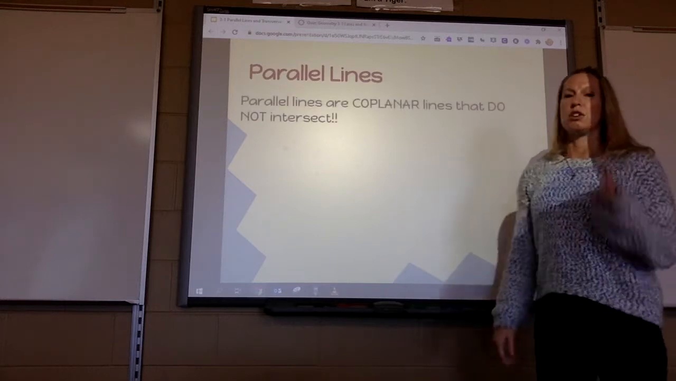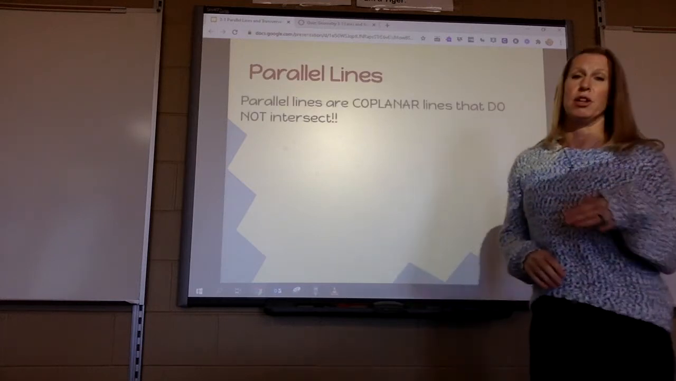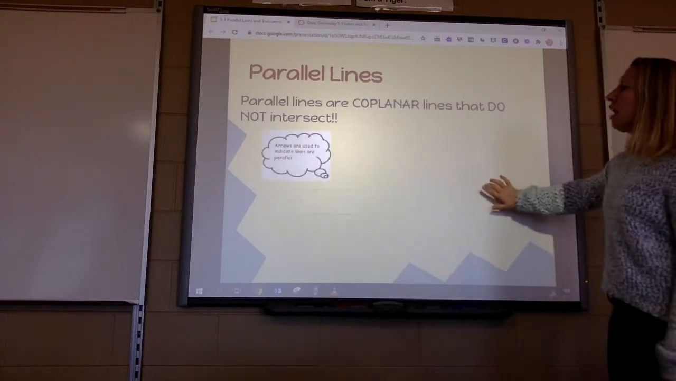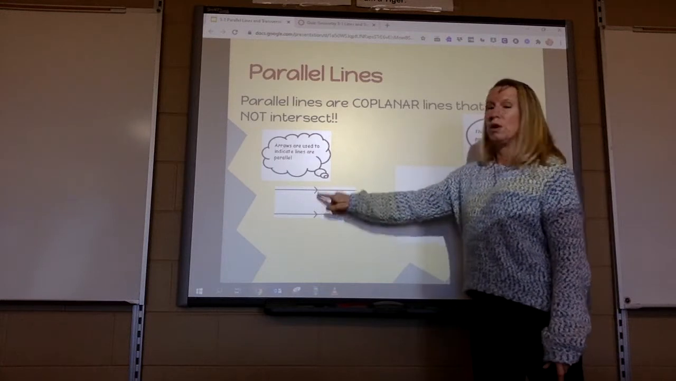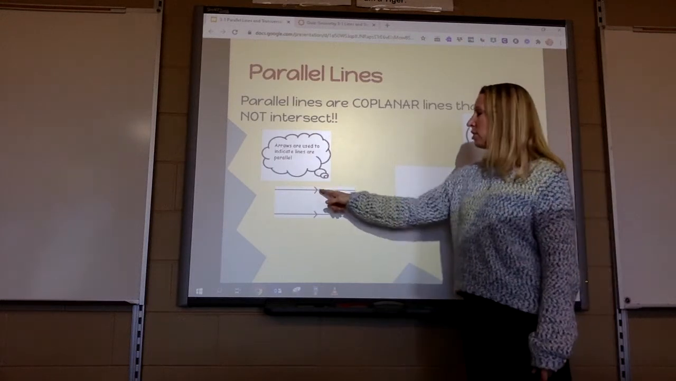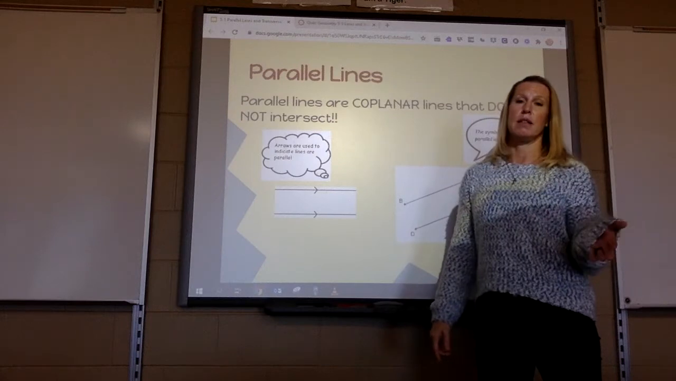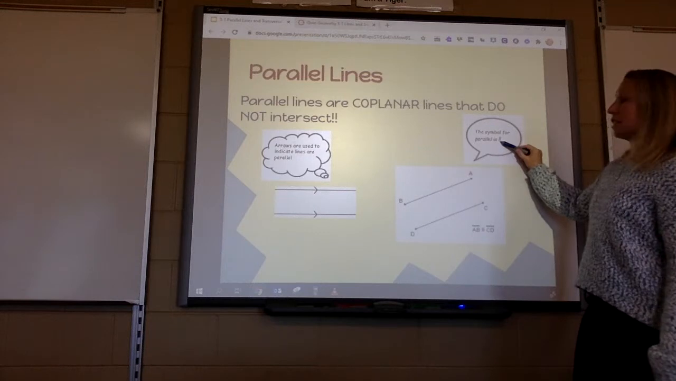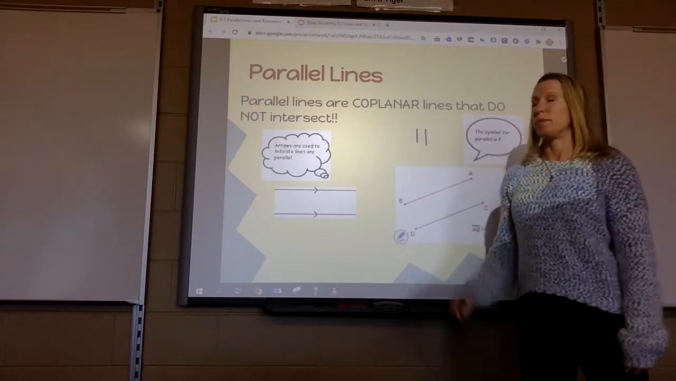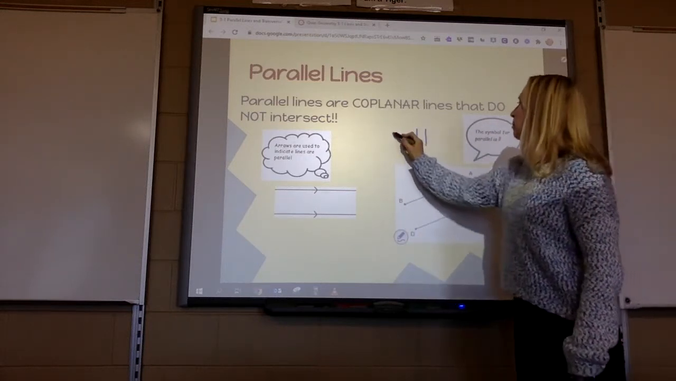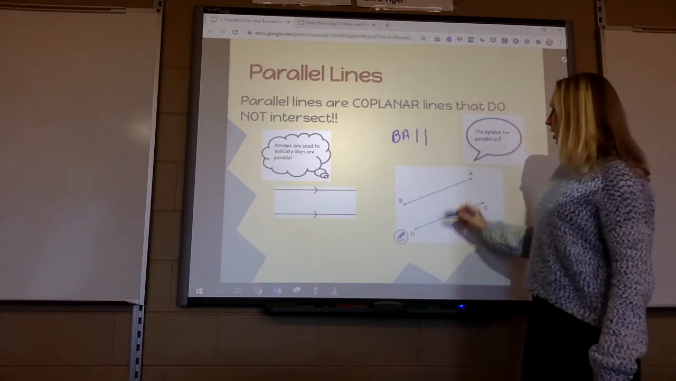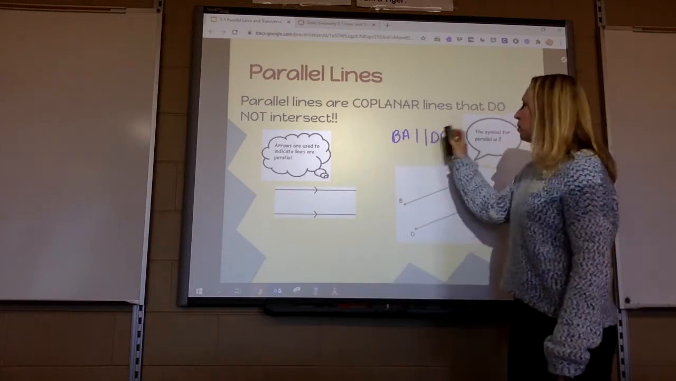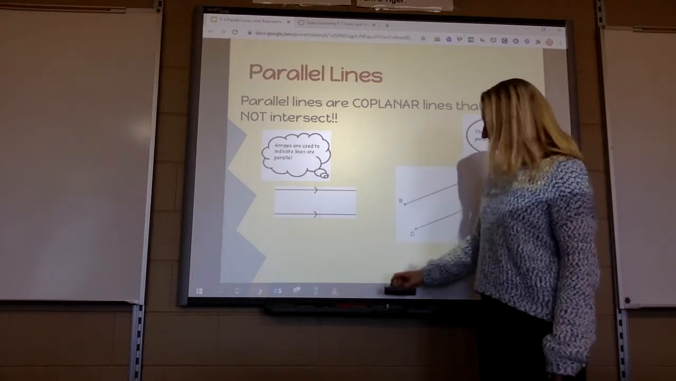So parallel lines are two coplanar lines, so coplanar in the same plane, that never intersect. Arrows show that those lines are parallel. So if you ever see arrows on two lines, that automatically means that those lines are parallel. The symbol for parallel looks like an 11. So if lines are parallel, it might say line BA is parallel to line DC. So that's the symbol for parallel. Also, arrows indicate lines are parallel.